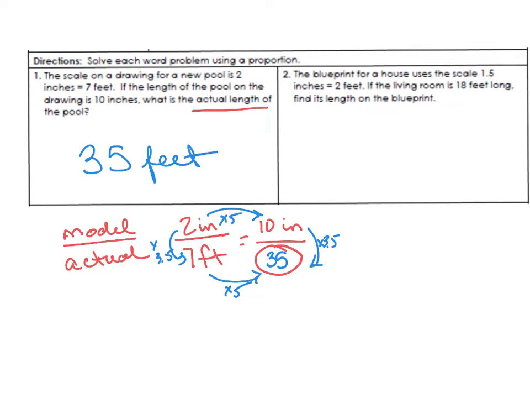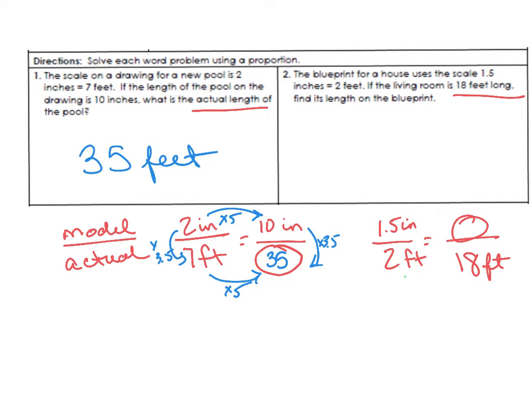Let's do the next one. Same thing, model up on top, actual on the bottom. The blueprint for a house uses a scale of 1.5 inches to 2 feet. And again, like we said in the previous slide, we can have different labels. If the living room is 18 feet long, so that means the actual living room is 18 feet, we need to find how long it is on the blueprint.